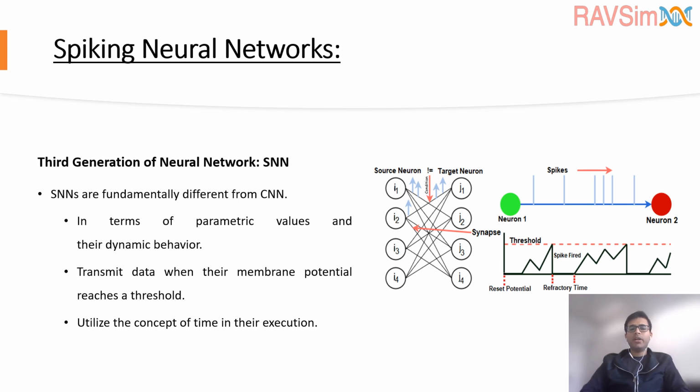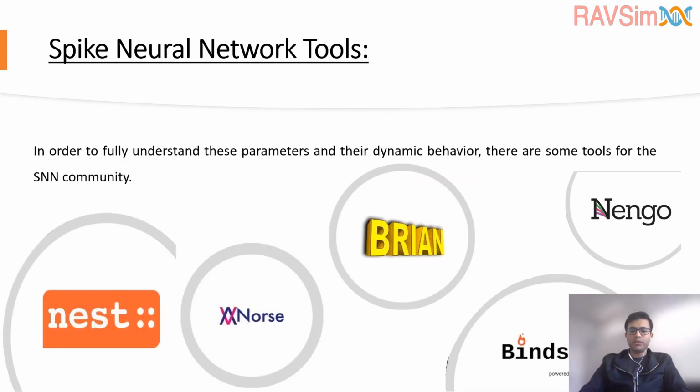Spiking neural networks are fundamentally different from conventional neural networks in terms of parametric values and their dynamic behavior, as they depend on a bunch of parameters, and precise balancing of parametric values is required to gain an accurate output. They transmit data when their membrane potential reaches a threshold level. It means that here we are performing a filtration where we stop useless data from moving toward the neural architecture, which in practice we can say will save 50% of the computation cost. They utilize the concept of time in their execution.